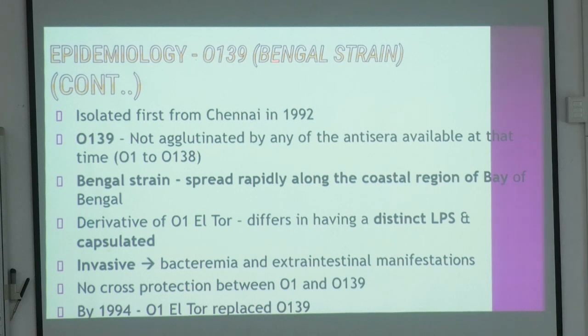Epidemiology of O139, the Bengal strain, first isolated from Chennai in 1992, not agglutinated by any available O1 to O138 antisera. The classification was initially up to O138; later they saw that it was not agglutinating, so it was named O139. The Bengal strain spread rapidly along the coastal region of the Bay of Bengal. It is a derivative of O1 El Tor, differing by having distinct LPS and being capsulated. It shows invasiveness, bacteremia, and extraintestinal manifestations.